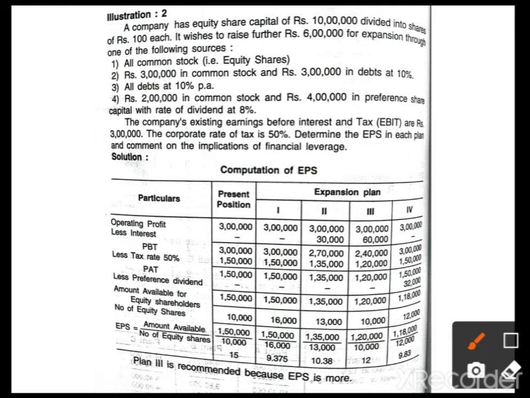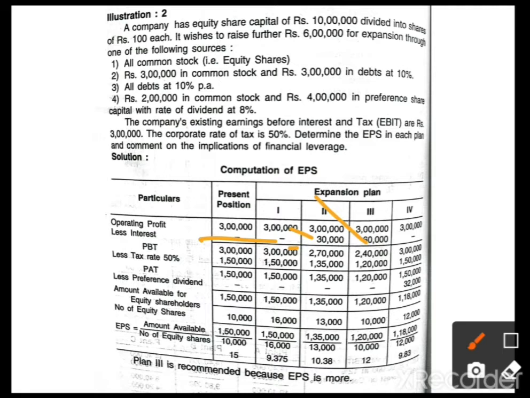We are getting it. Less interest will be deducted. Interest is deducted for only plan 2 and plan 3. In plan 2, debt is 3 lakh into 10%, 30,000, and also in plan 3, all debts 6 lakh into 10%, 60,000. We are getting PBT. In that PBT, less tax 50% of each amount.